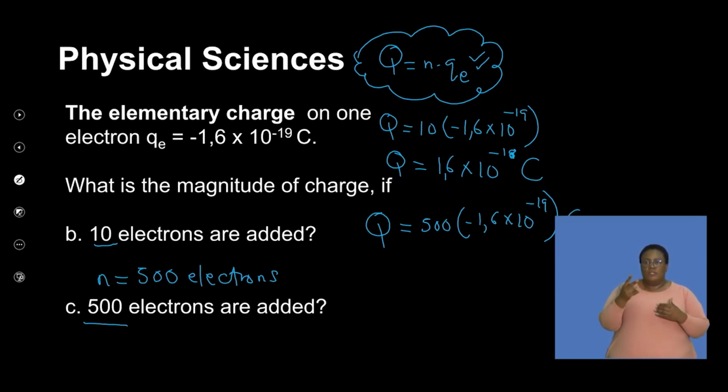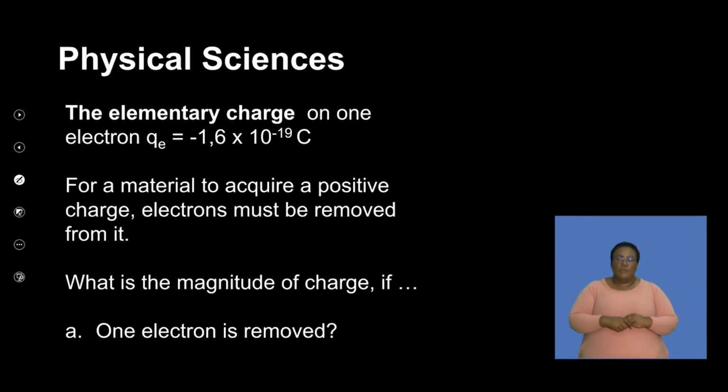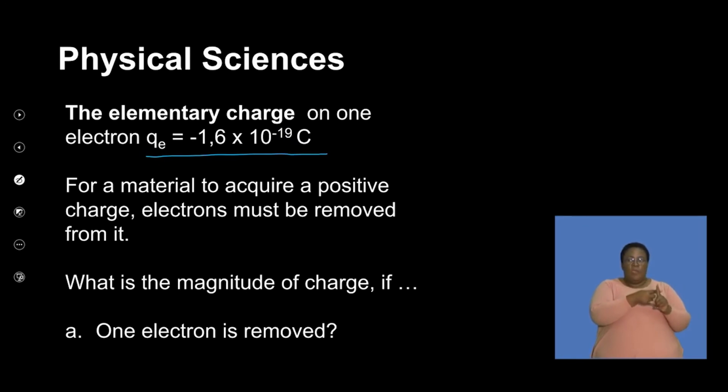So you'd realize that the extent of negative charge increases as we add the highest number of electrons. If we add 10 or we add 500 electrons, in both cases the charge will be negative, but the extent of the negative charge is influenced by the number of electrons removed or added. That takes us to the next part, which says the elementary charge is still the same constant that we are given. For a material to acquire positive charge, electrons must be removed.